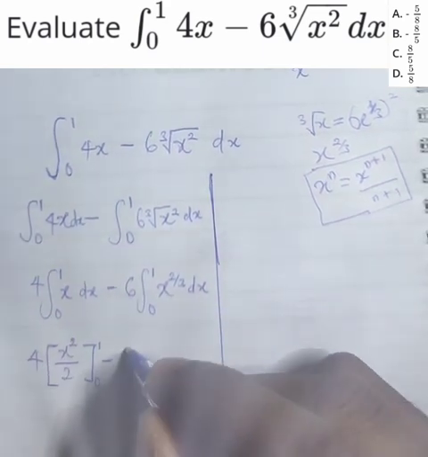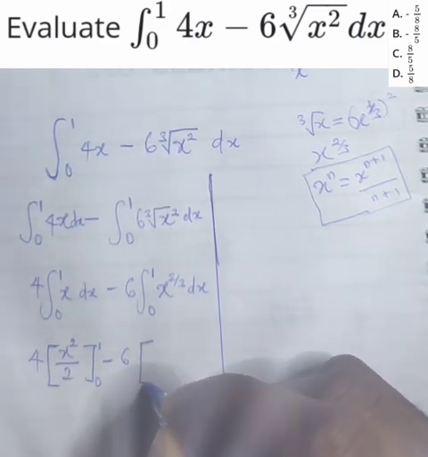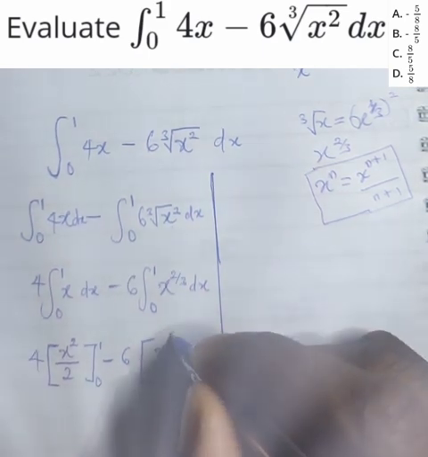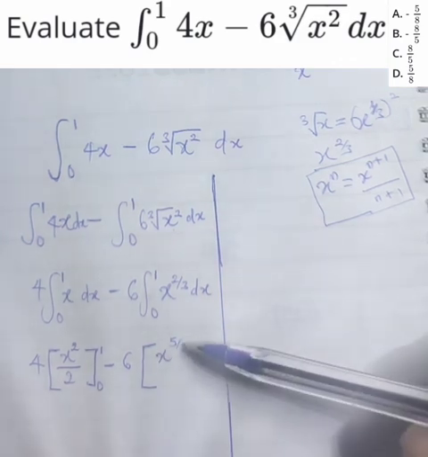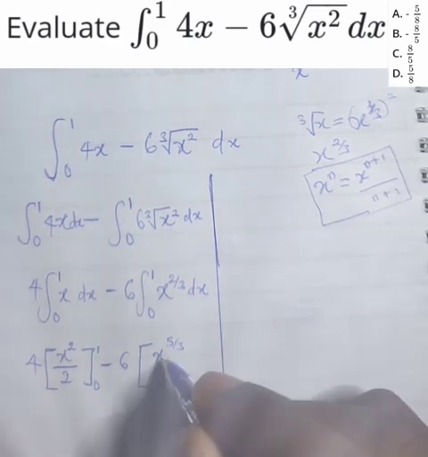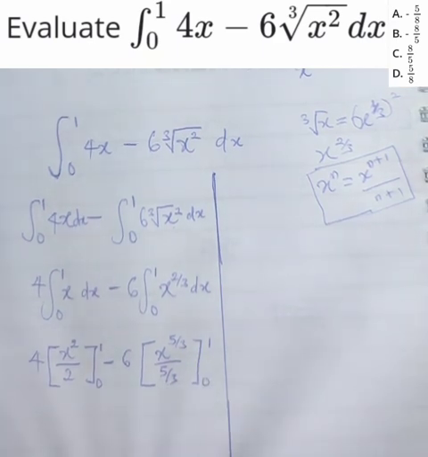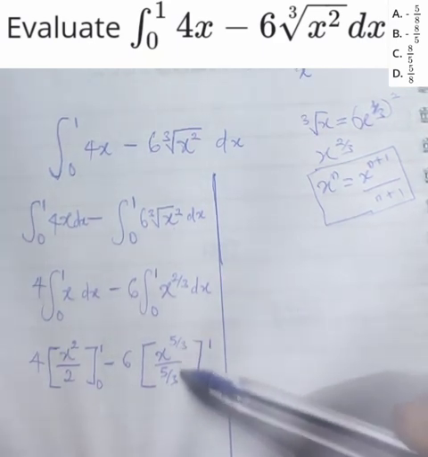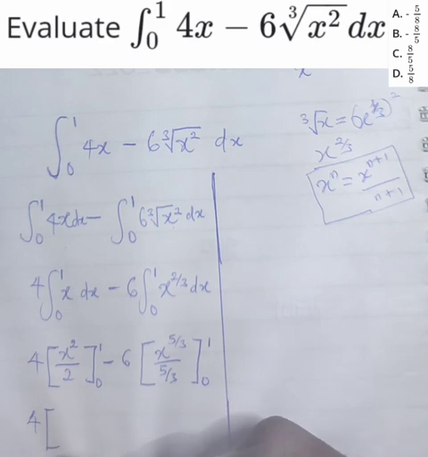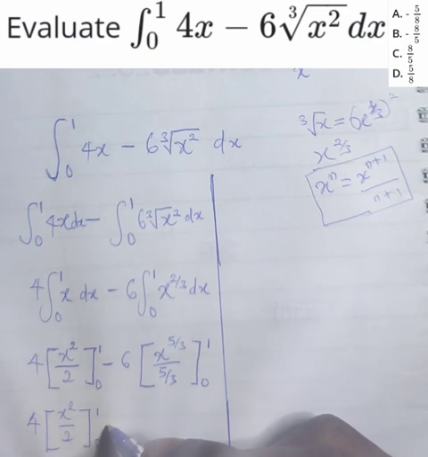Minus, we have 6 outside. So let's do this. For this we have x raised to the power 2 over 3 plus 1 is 5 over 3. Just know that the power of n, when you integrate, will also be the same as your denominator. n plus 1 is here, n plus 1 is the denominator. So we have 5 over 3 also, maintaining the boundary conditions. So let me break this down. So I have 4 x squared over 2, 1, 0, minus 6.